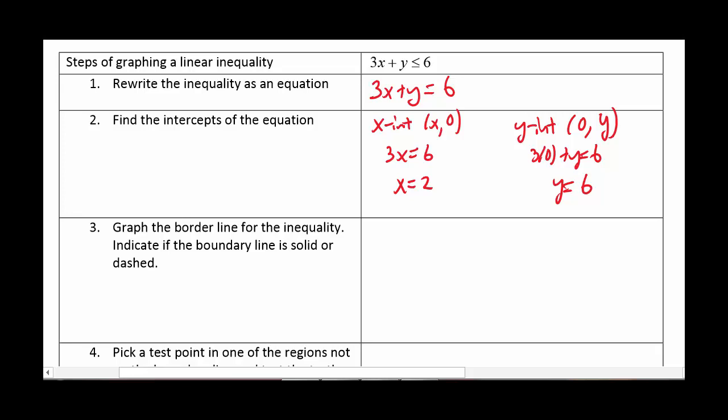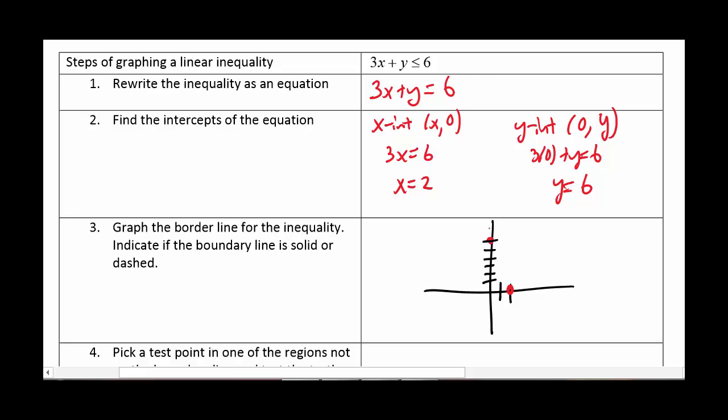Okay, so our third step is to graph the borderline for the inequality and indicate whether it's solid or dashed. So set up a coordinate plane here. I know my graph crosses at 2 and it crosses again at 6. So I'm going to label some points there.